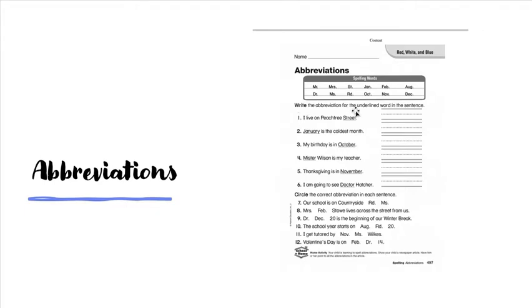Write the abbreviation for the underlined word in the sentence. I lived on Peachtree Street. So the street is underlined. You're going to write the abbreviation for the word street right here. You'll do that with all of the underlined words. And then on the bottom of the page, circle the correct abbreviation for each sentence.